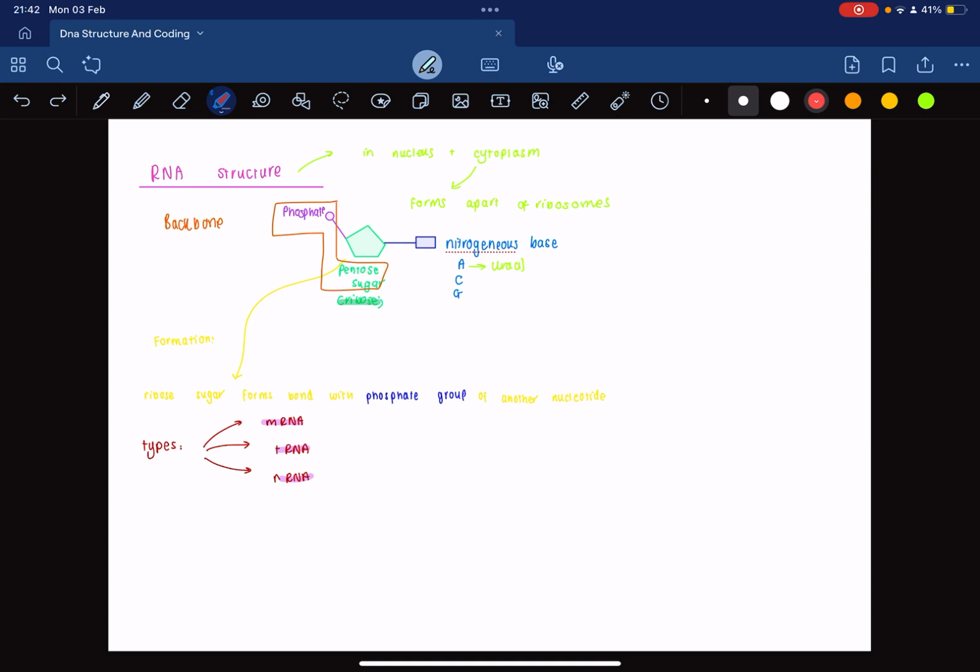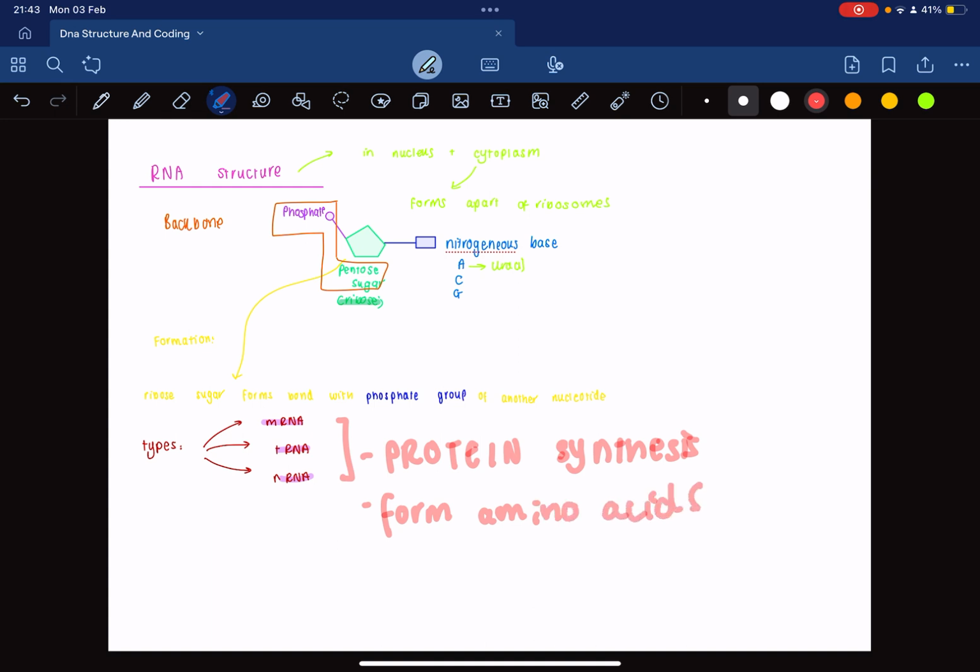Essentially, RNA's function is to carry instructions from DNA in the nucleus to ribosomes in the cytoplasm to control the synthesis of proteins, and to make sure we are also forming amino acids. So ultimately, that's it for RNA.